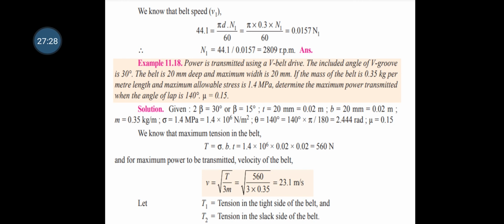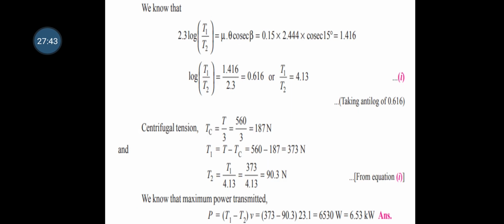T1 is the tension in the tight side, T2 is the tension in the slack side. For maximum power transmitted, the velocity of the belt V is equal to 23.1 meters per second. We know that 2.3 log of T1 divided by T2 is equal to mu theta into cosecant beta. By solving this, we find T1 divided by T2 is equal to 4.13. Consider it as equation number 1.